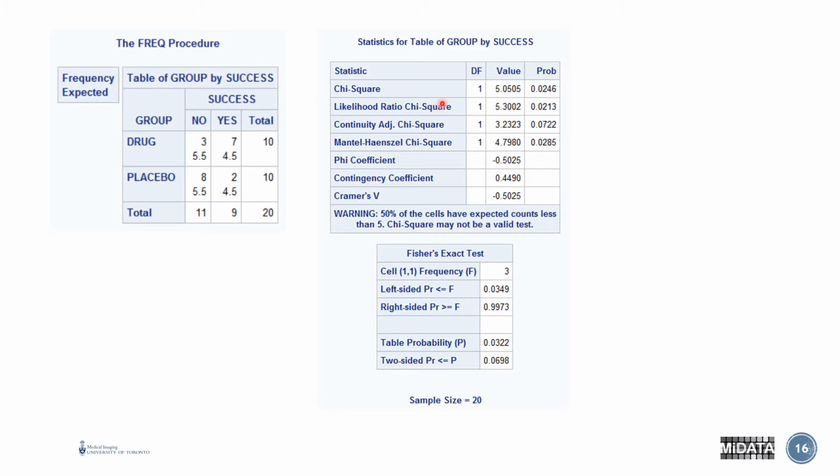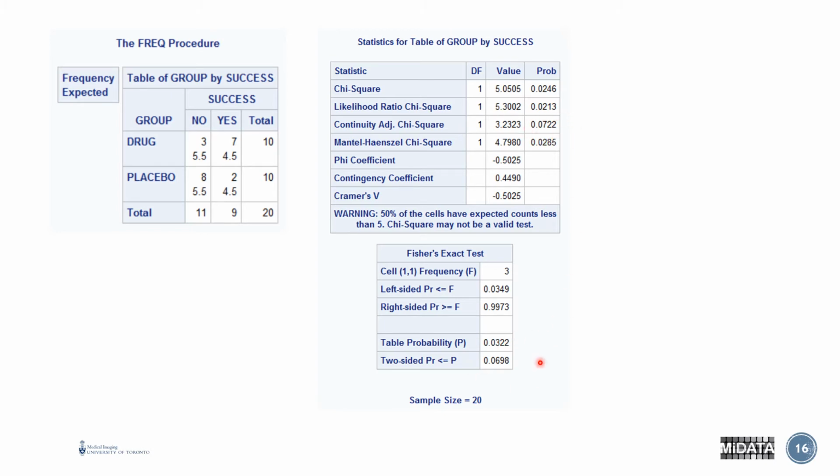If we use the likelihood function to derive the likelihoods of these 3 rows in our table and compare the ratio, actually the -2 log likelihood ratio, as our chi-square statistic, we end up with 5.3 with a probability of 0.0213. Now, if we were using the score test, we can then continuity adjust that score test because it's a z-test, correct? And we end up with a value of 3.23 and a probability of 0.0722.